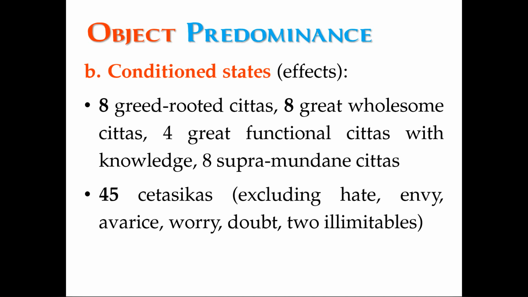And 8 supramundane chetas. But when you look at here, because of object predominance, when you experience the object, you will have 8 great rooted chetas, 8 great wholesome chetas, and 4 great functional chetas with the knowledge, and 8 supramundane chetas. They are the effect.